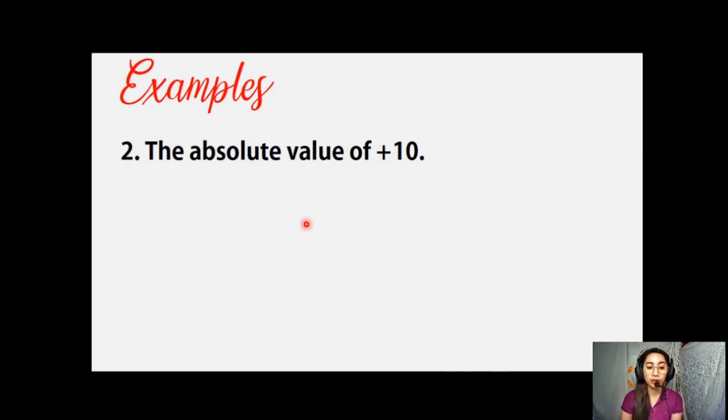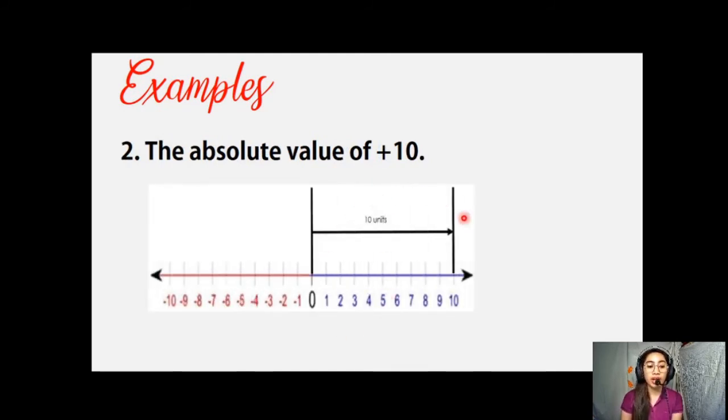Another example. The absolute value of positive 10. So we have here the representation of the drawing or the number line. So let's start on the 0 and count up to positive 10. So 1, 2, 3, 4, 5, 6, 7, 8, 9, and 10. So we have here 10 units or 10 steps from 0 up to positive 10. So the absolute value of positive 10 is positive 10.